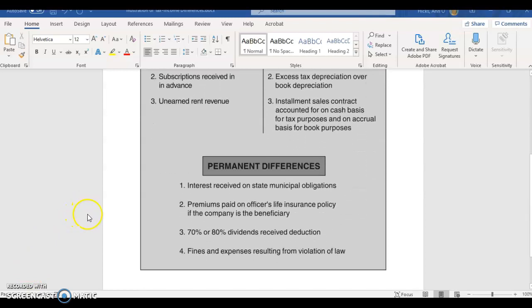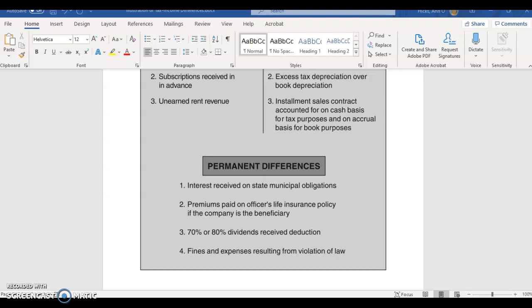Now, in contrast to that, permanent differences are items that you recognize as income or expenses in your financial statements perhaps, but you will never recognize them on your tax return. They will not lead to a deferred tax asset or a deferred tax liability because there is no deferral. It is just different. Examples of these: interest received on state and municipal obligations.